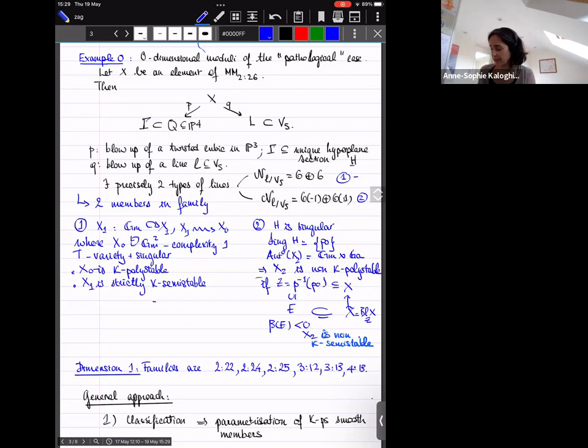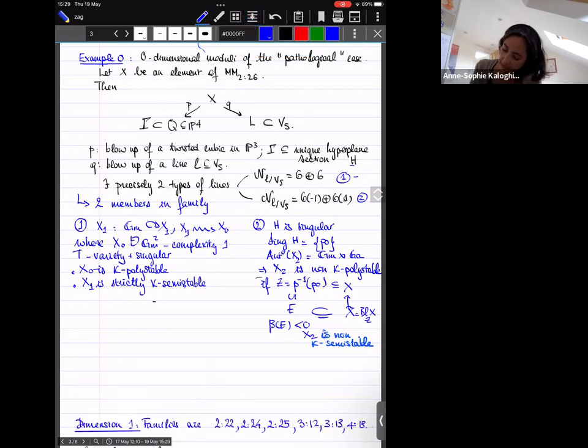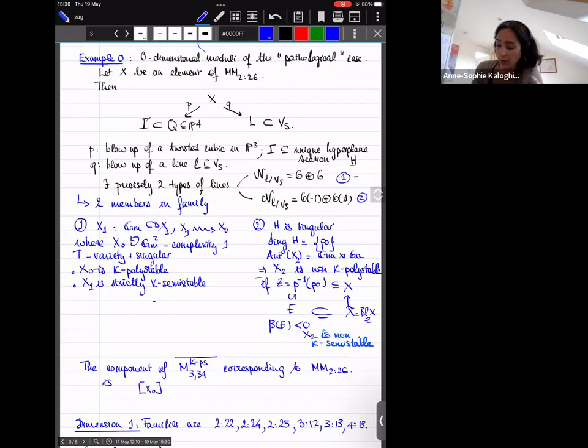So as a conclusion, what we can say is that the component of this moduli space M3, which has volume 34 and corresponds to family 2.26, is basically just this point X0, which is not itself a smooth Fano in family MM2.26, but it has a Q-Gorenstein smoothing to a smooth Fano in family MM2.26.